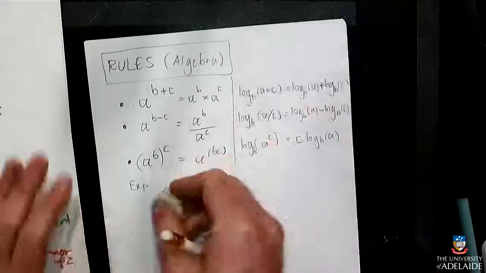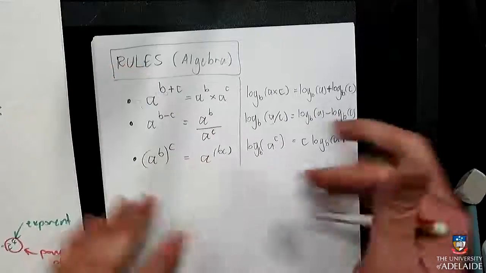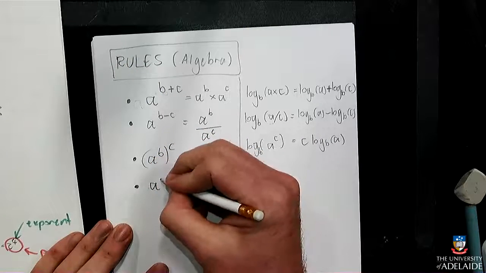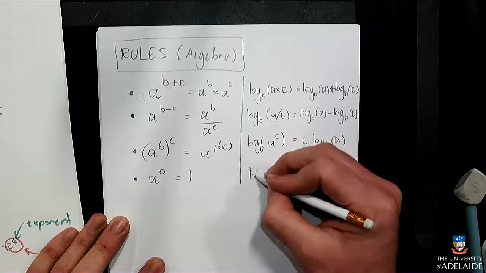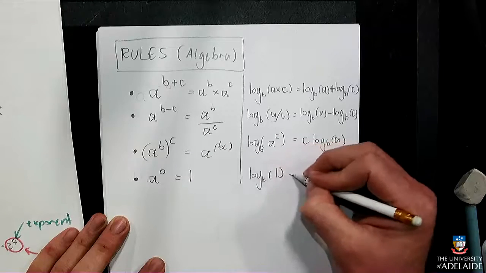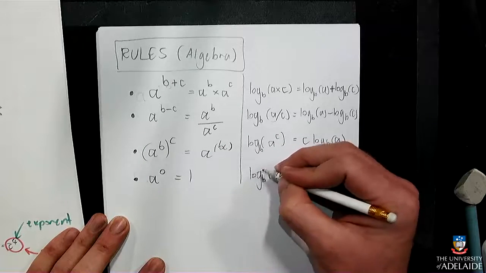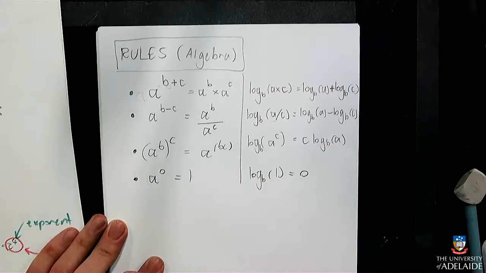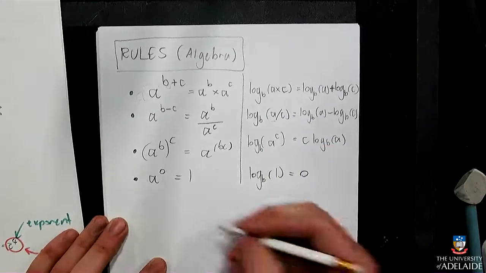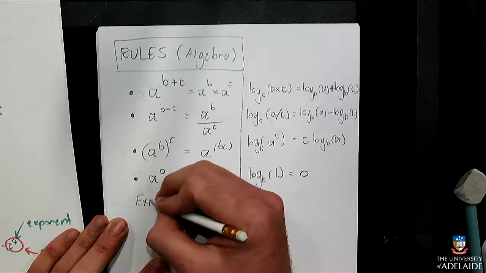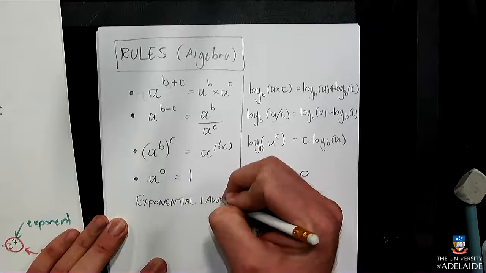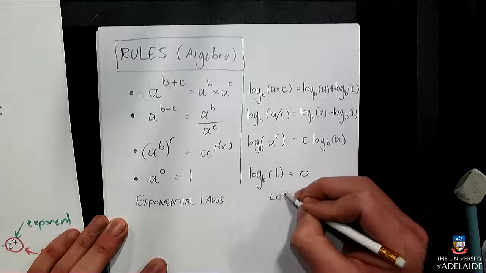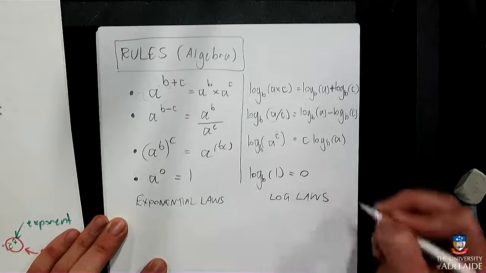Oh, one more rule. Anything to the 0 is 1, and log base b of 1 is 0. So these are called the exponential laws, and these are called the log laws.